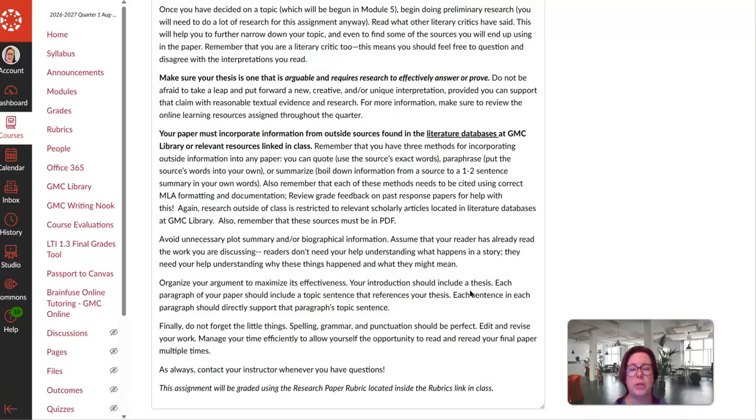So just make sure that you're taking time with this, because this is the biggest assignment that we have in the class. So use the information from the previous modules and make sure that you understand what this assignment is and you get everything in.